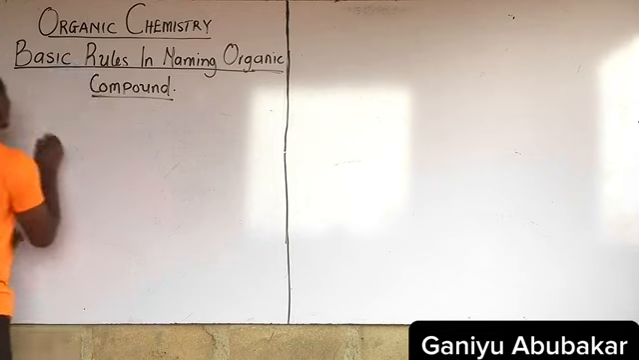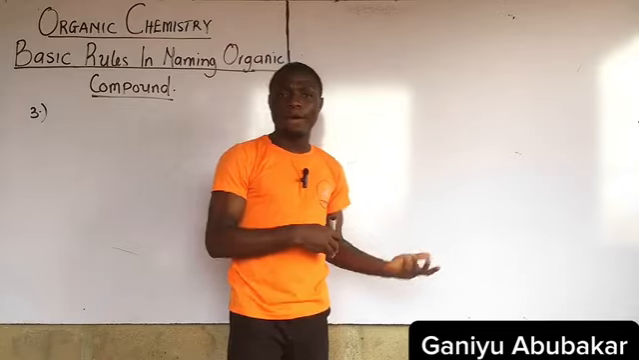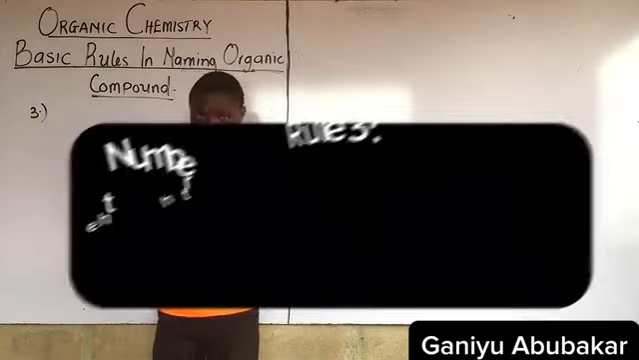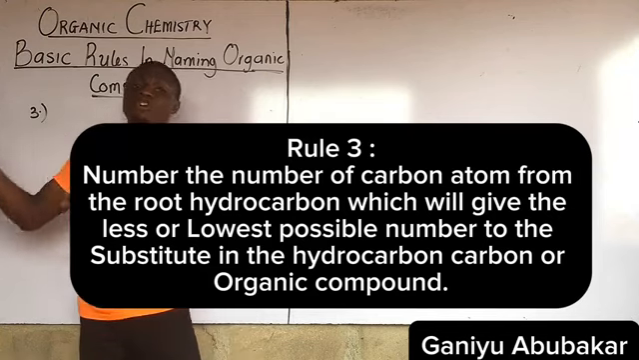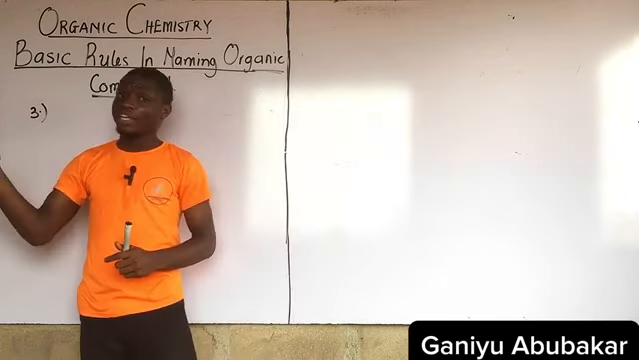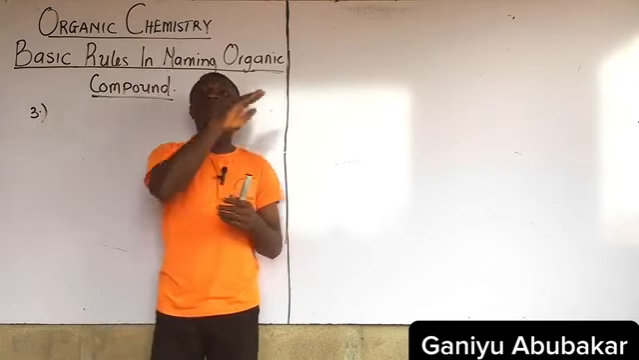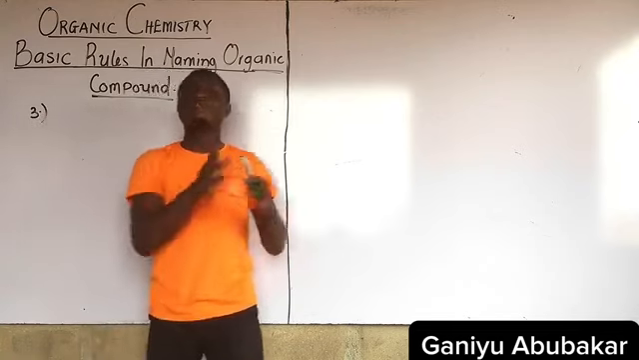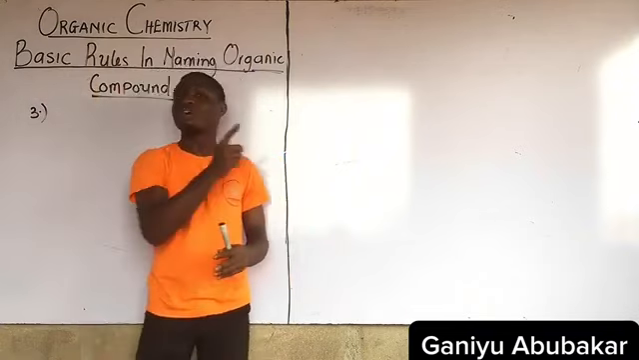All right, let's consider rule 3 that governs the concept of naming organic compounds. Rule 3 says to number the carbon atoms of the root hydrocarbon in a way that gives the least or lowest possible number to the substituent in the organic compound. So when it comes to rule 3, the idea is to do your numbering. We have what we call the upper numbering and lower numbering. And aside from that, there's what we call a substituent.